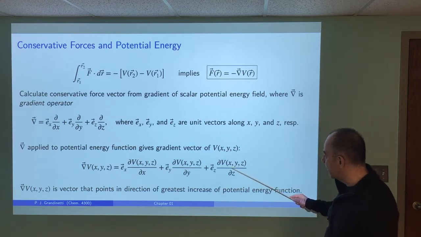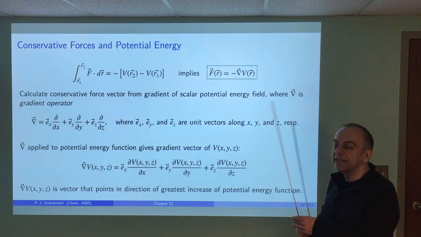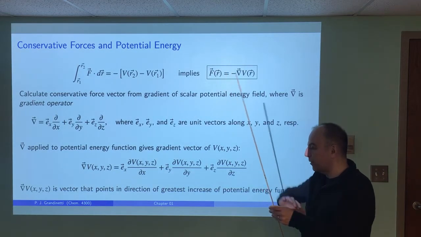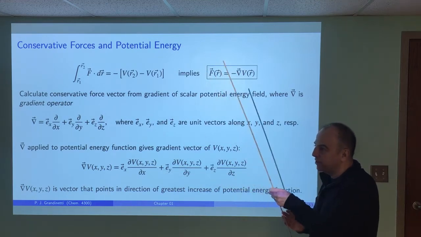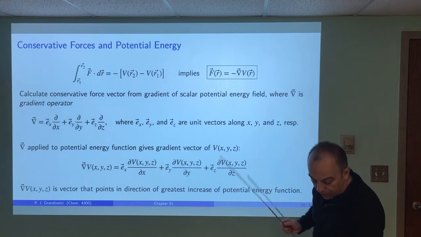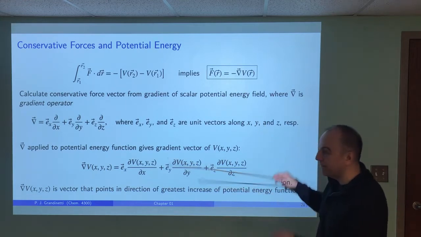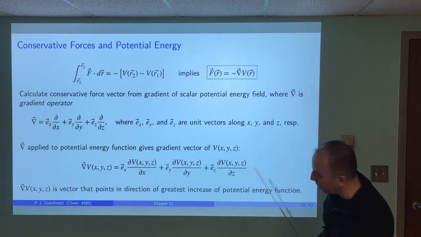And what this shows is the direction of the greatest increase of the potential energy function in space. So in a 3-dimensional field, the gradient is the direction where the potential increases the most steeply. Now the force is going to be the negative of that, so that's the direction that the force is going to push the particle.